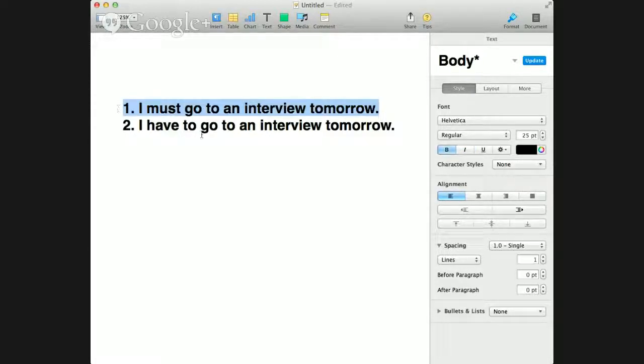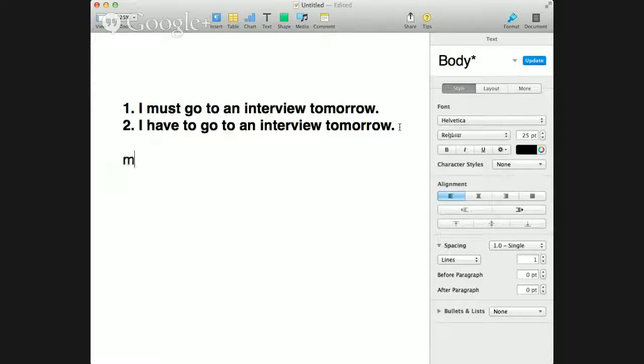So if we have these two sentences, what is the difference between them? Is there a difference? In the meaning, you mean? Yes. I think the first sentence is a good meaning. I want to go. I cannot miss this interview. I have to go is an obligation. Is that correct? Absolutely. That is correct. Well done. Excellent description.